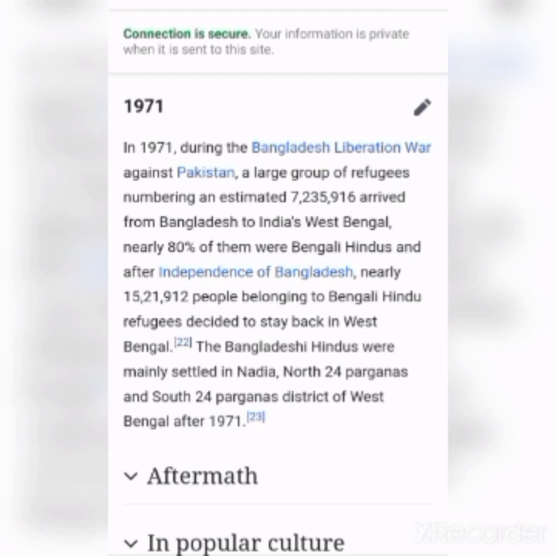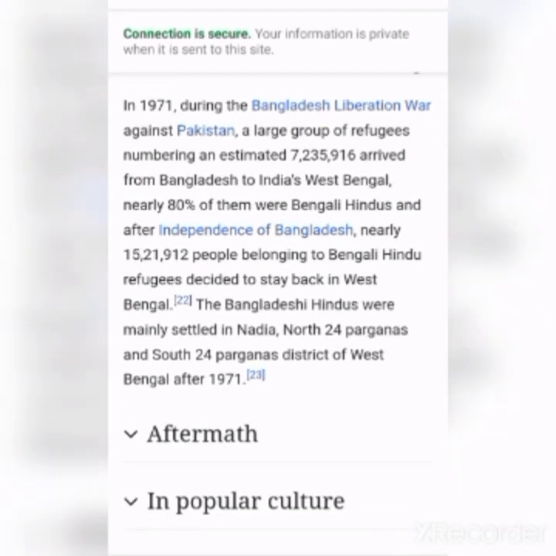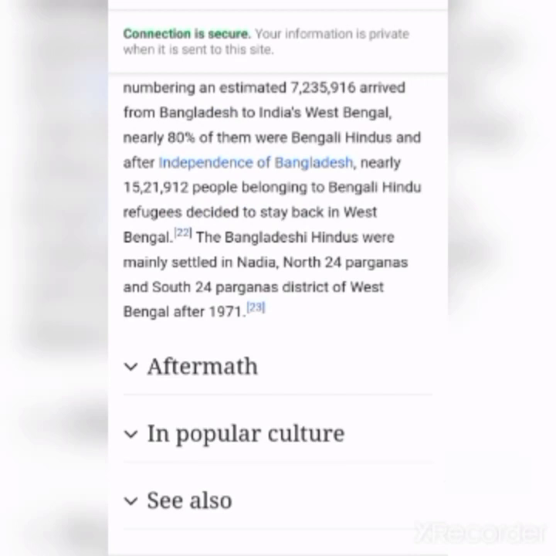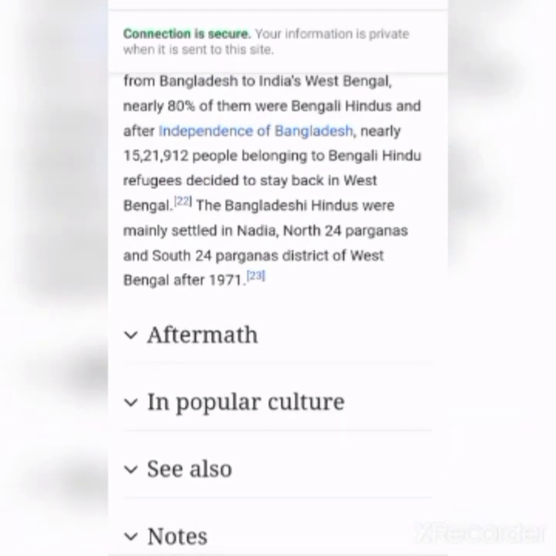The Bangladeshi Hindus were mainly settled in India's North 24 Parganas and South 24 Parganas districts of West Bengal after 1971.